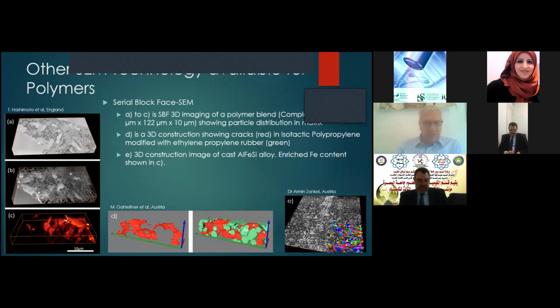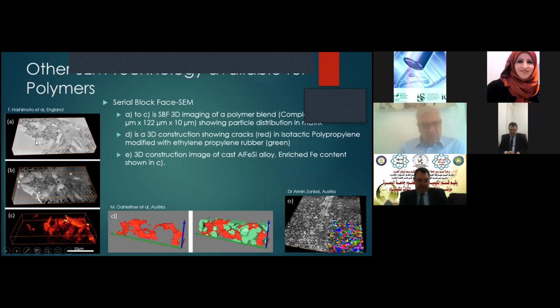We finally have, and there's only one of these serial block face SEMs available in South Africa at the moment, and we have it here with us in the Central Analytical Facility. This is a way of constructing a 3D image of your sample. So it gives you a very interesting 360 view of your sample, and it's fantastic for articles and presentations, and just getting a very, very detailed view of your sample.